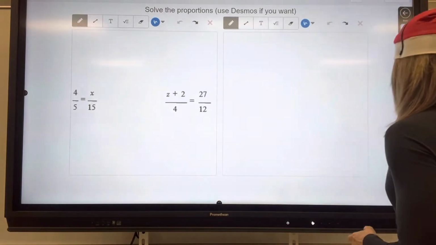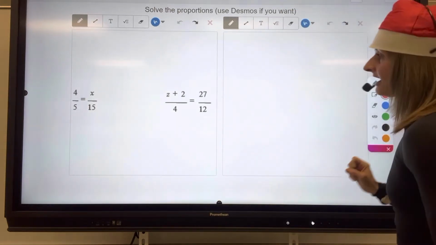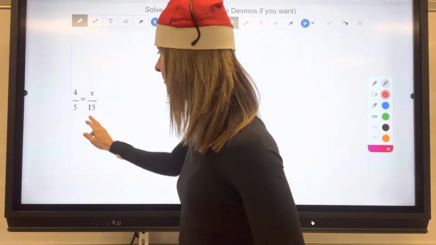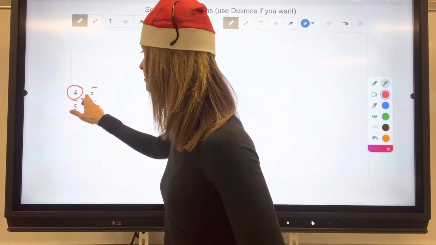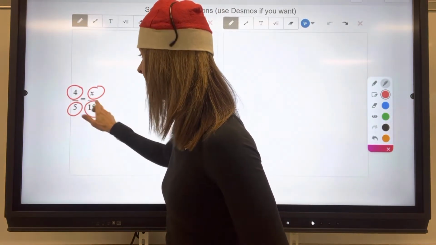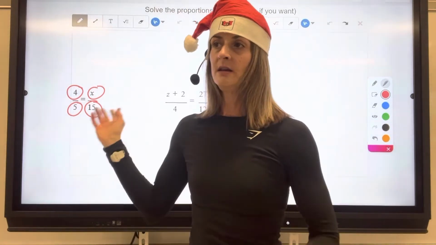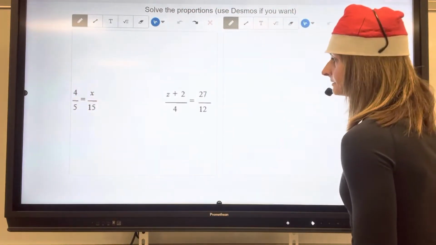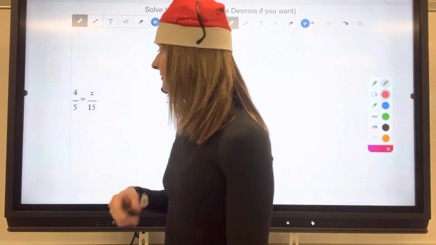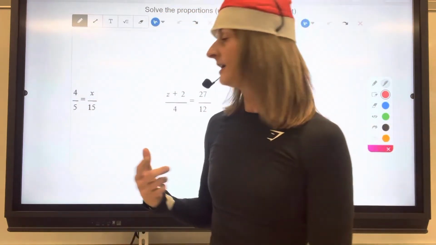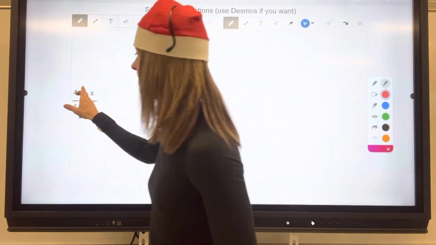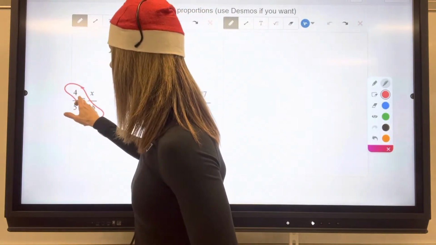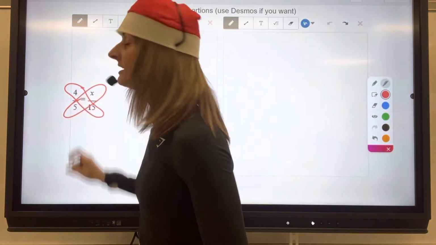Okay, so starting with number 1, we have a proportion here. We've got 4 spaces, right? 1, 2, 3, 4. We have 1 unknown. Sometimes we'll have the X in 2 places, but we're starting pretty basic. There are different ways to go about this, but the easiest way is the butterfly method, where you cross multiply, and we only cross multiply when we have an equal sign in the middle.